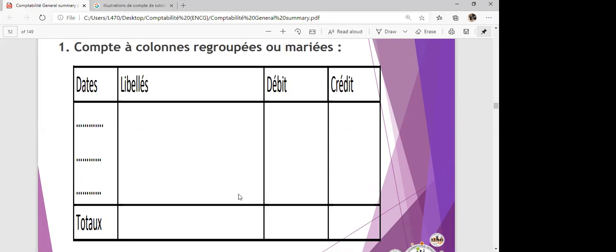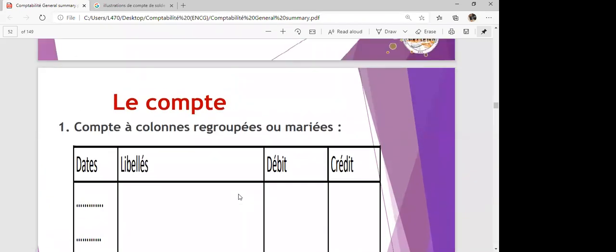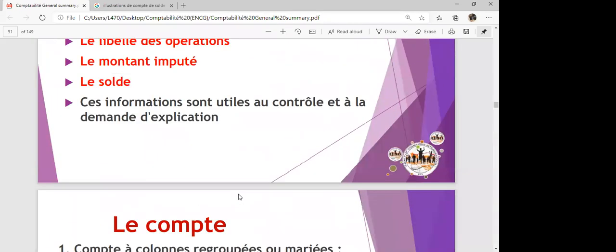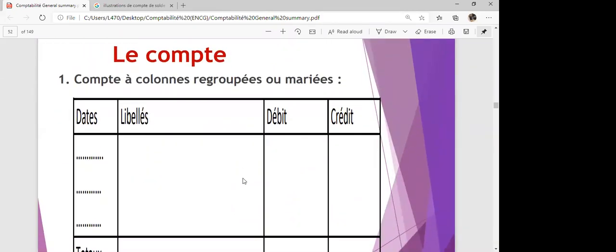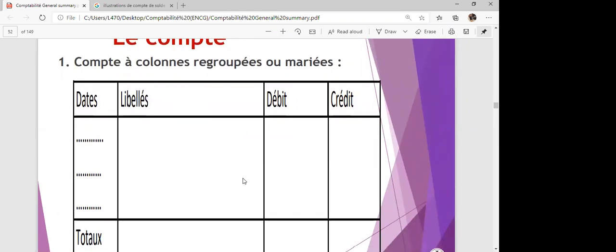So the solde is just supposed to serve as an amount that you add to the lesser side of the compte. I hope that's clear. So we have types of comptes. We have three main types of comptes. The first one, which is this one, is called le compte marié. They draw their name from how they are drawn. Marié in the sense that the debit column and the credit column just sit next to each other.